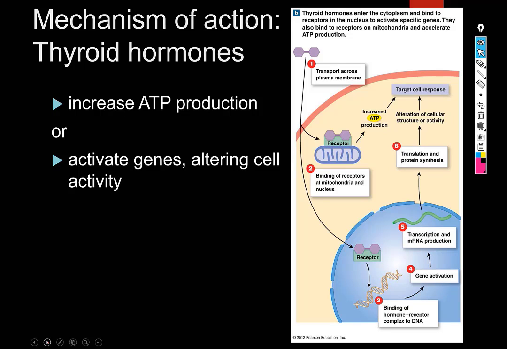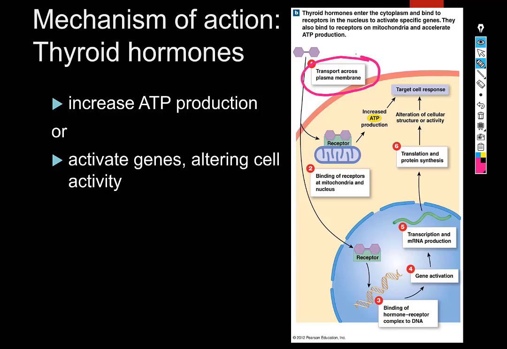Thyroid hormones are a little weird. So even though they are amine hormones, so amino acid hormones, monoamine means one amino acid. So the monoamine hormones are hormones that are derived, again, from one amino acid, so either tyrosine or tryptophan. So these guys increase ATP production in general, or they activate genes altering cell activity. So they can do both. They are transported across the cell membrane by some specific processes. I'm not going to go into the details of those, just know that they get help crossing the membrane.